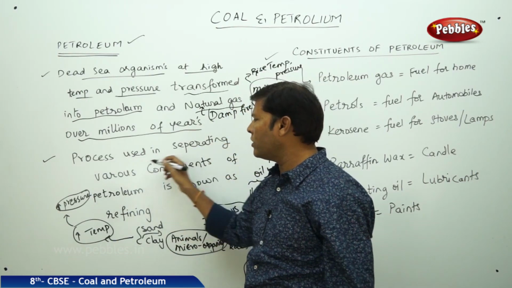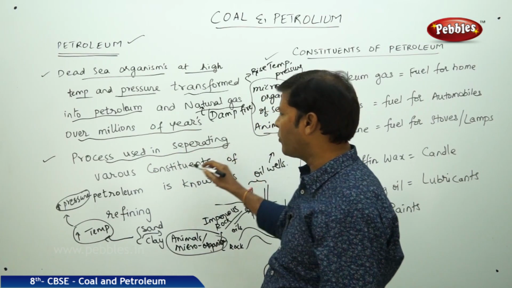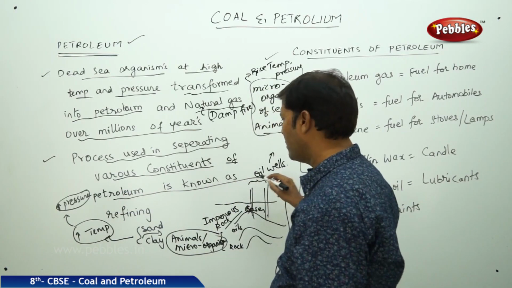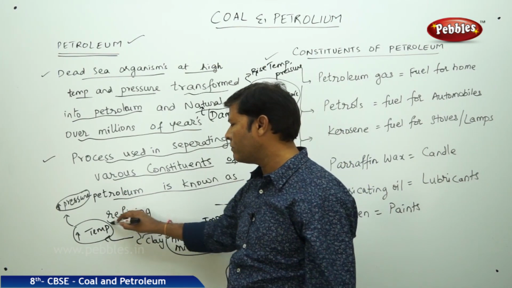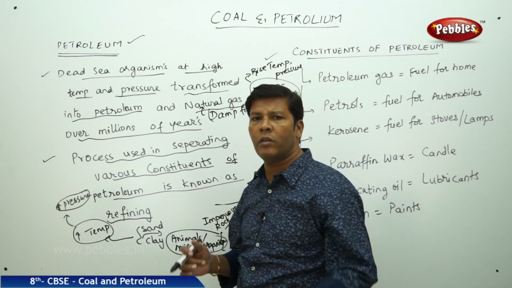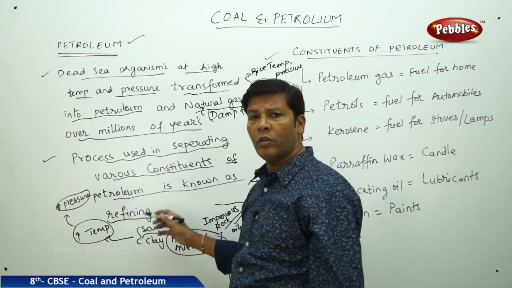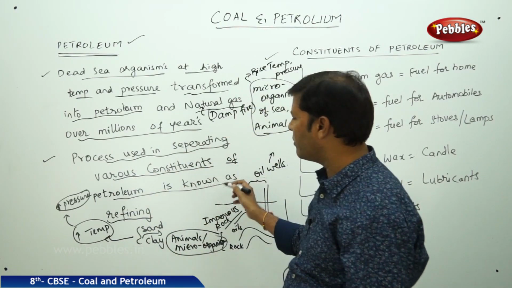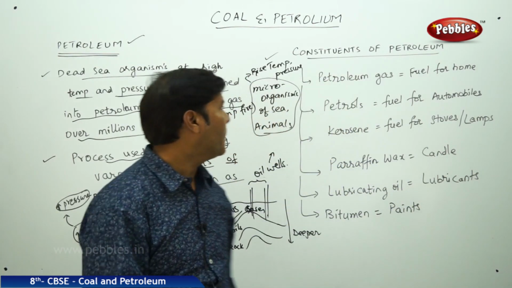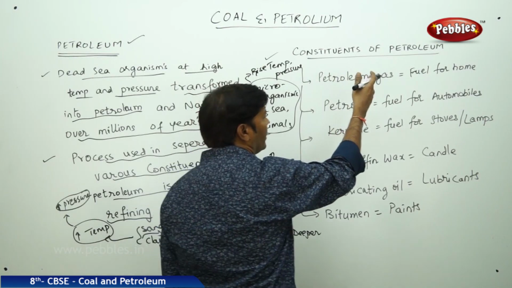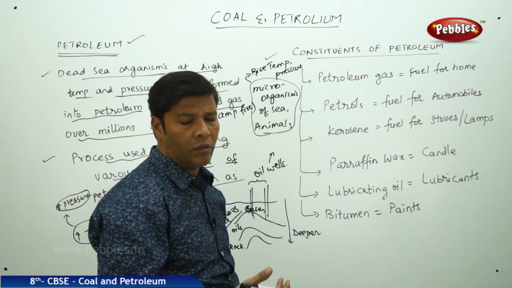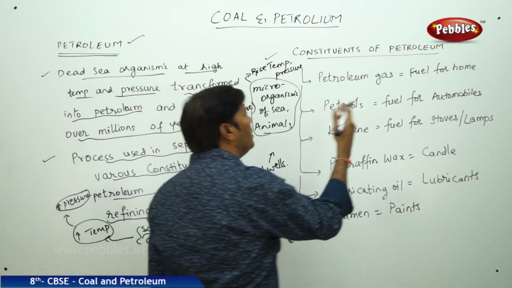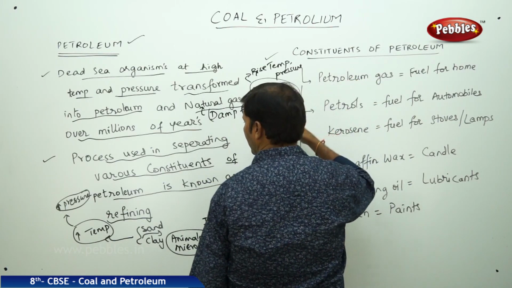So the process used in the separation of various constituents of the petroleum is known as refining. Once you obtain the petroleum in the crude form, it is immediately sent for refining. What do you exactly mean by refining? The process used in separating the various constituents of the petroleum is known as refining. In the petroleum refinery, during the fractional distillation of the crude petroleum, at different temperatures you get different fuel gases from the petroleum.